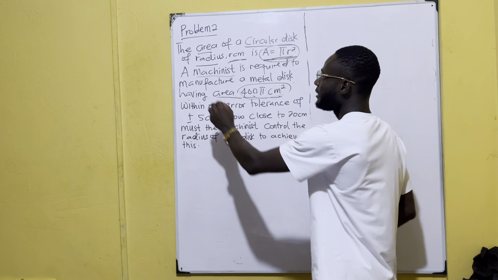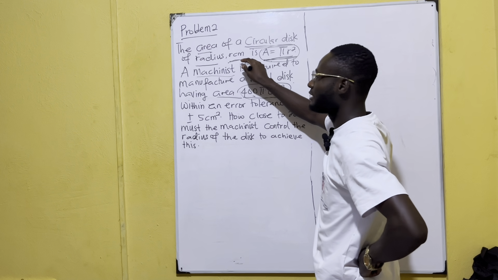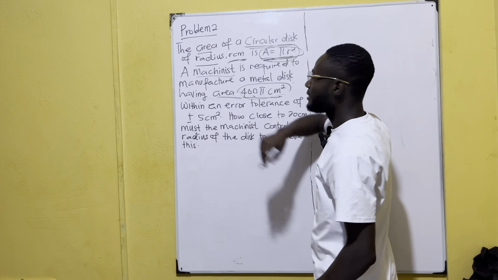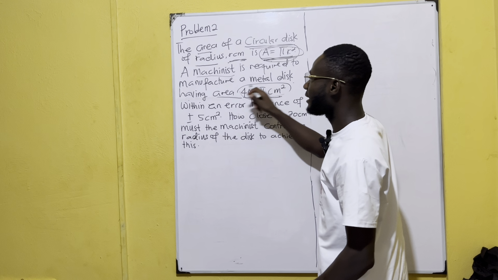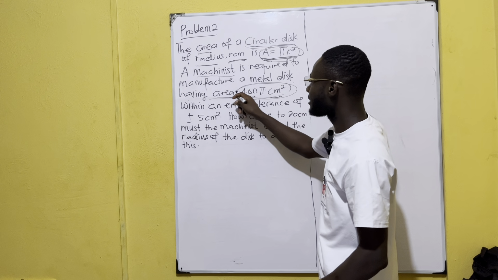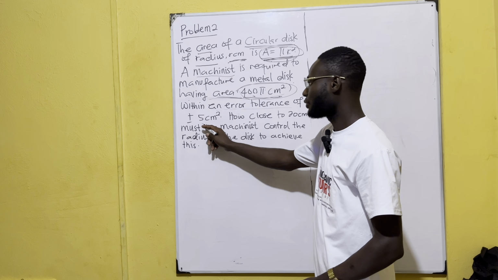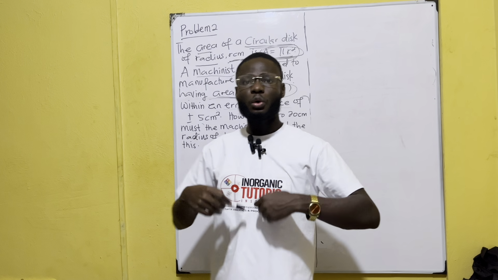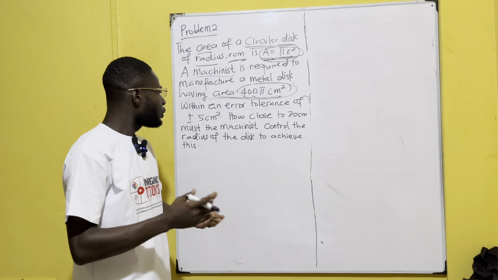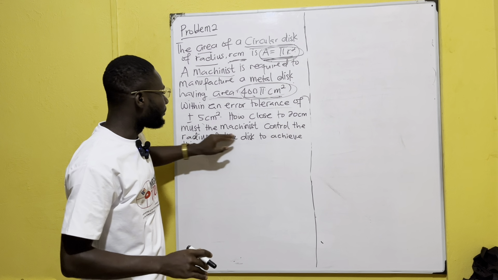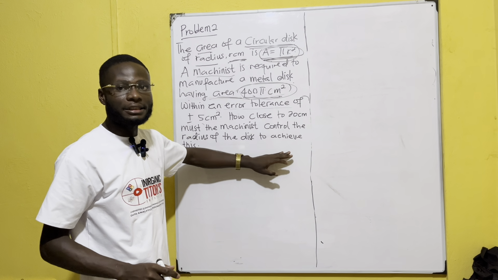Let's take the problem again. The area of a circular disc of radius r centimeters is this. So this is the area for the circular disc. And the mechanist is required to manufacture a metal disc having area of this within an error tolerance of plus or minus 5 centimeters squared. Now, we want to know how close to 20 centimeters must the mechanist control the radius of the disc to achieve this.